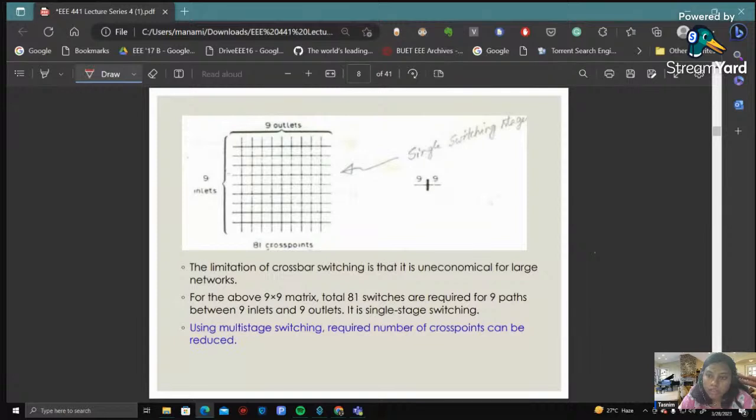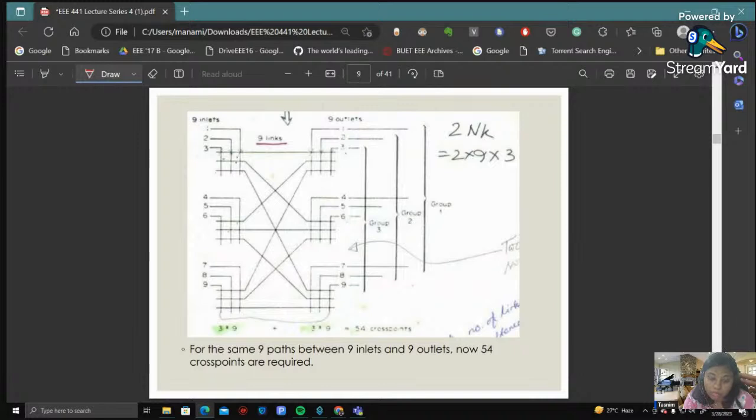So this is a single switching stage with 81 cross points, 9 into 9. The limitation of crossbar switching is that it is uneconomical for large networks. A 9 into 9 matrix has 81 switches, 9 paths between 9 inlets and outlets. It is single stage switching. Using multi-stage switching, the required number of cross points can be reduced.